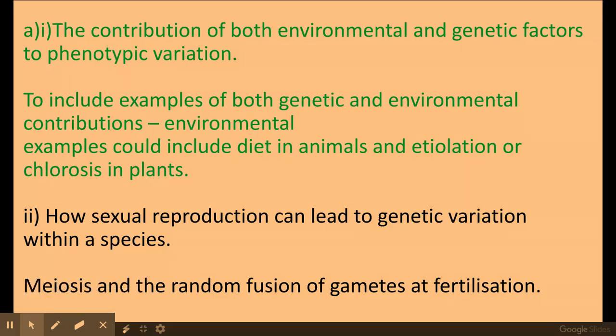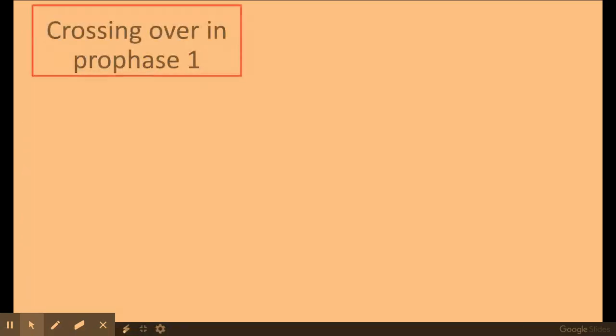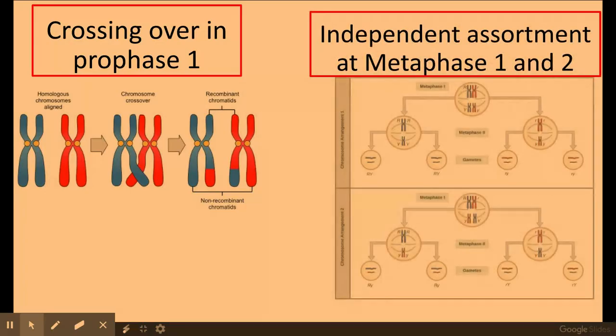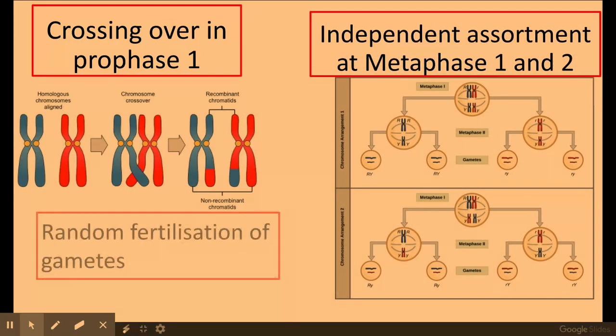We're just going to quickly recap on the meiosis side of it and how sexual reproduction can lead to genetic variation. So we have crossing over in prophase 1, we have independent assortment in metaphase 1 and 2, and we also have random fertilisation of gametes. If you're not too sure on them, go back, revisit meiosis to refresh your memory.